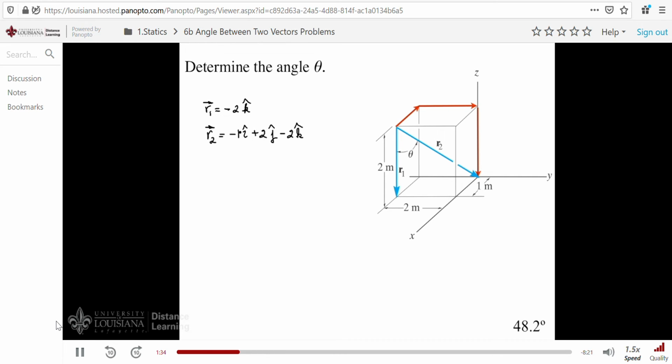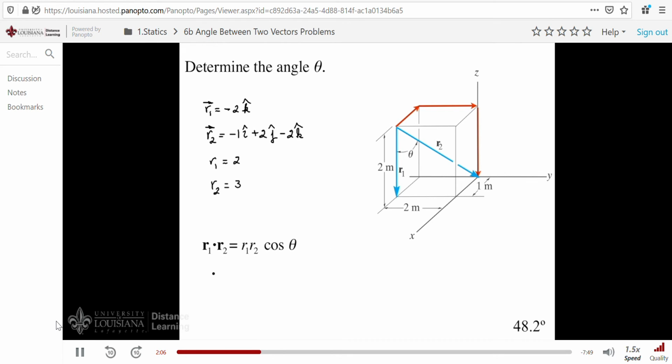We also need the magnitude of each of these vectors. In the case of r1, that's pretty easy. It's equal to 2, isn't it? Now the magnitude of r2. What do you think that would be? Well, it's simply the square root of minus 1 squared plus 2 squared plus minus 2 squared. And that's the square root of 9, or the answer is 3. Now that we have this set up, we can apply the dot product.